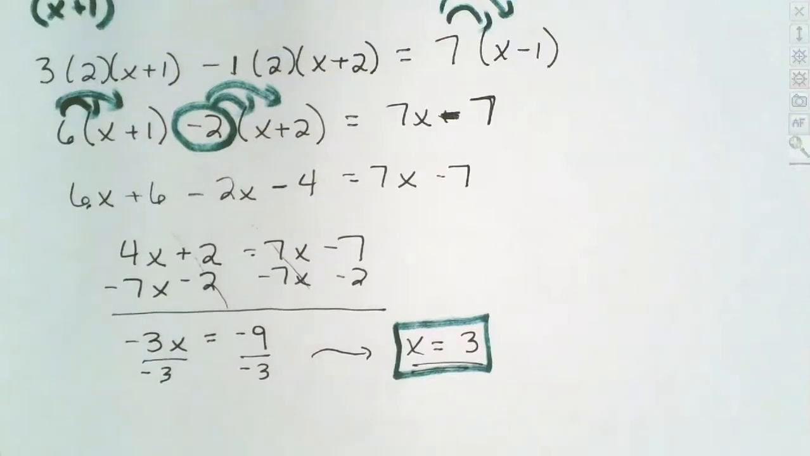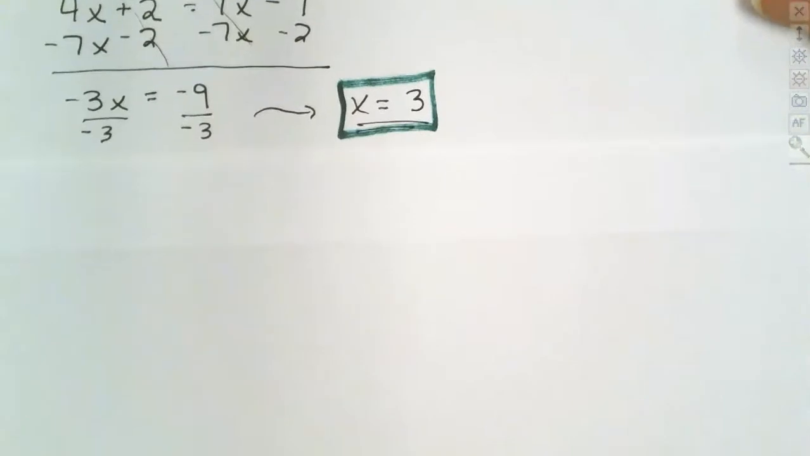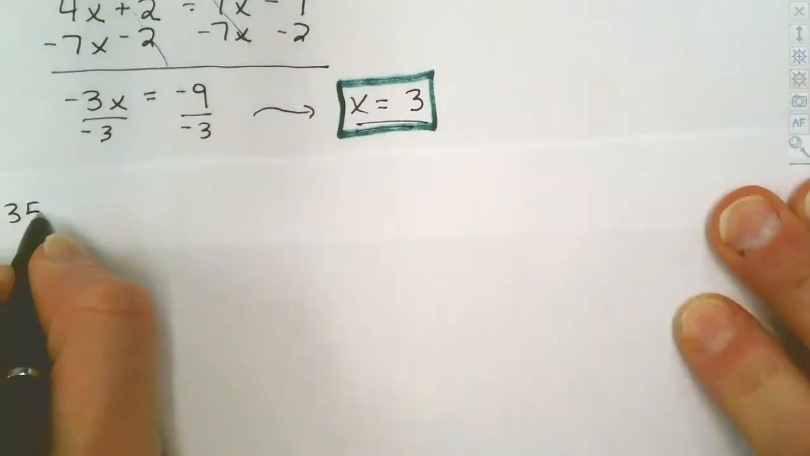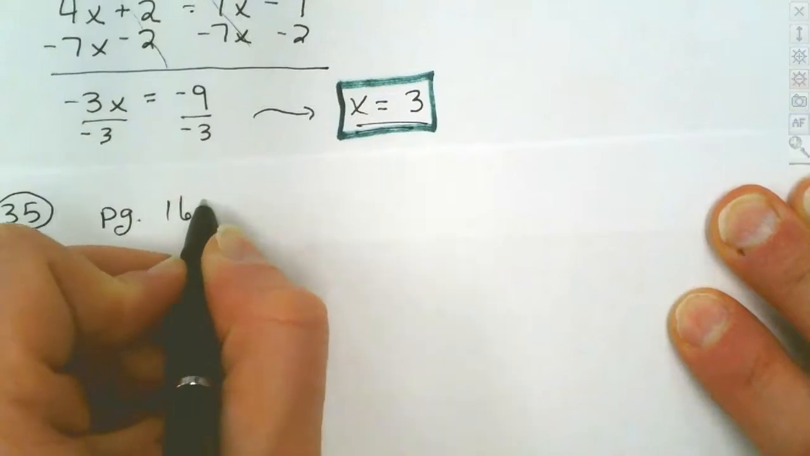Now let's try one where we're going to have to factor to solve it. Let's look now at question 35. So I'll write it up here. And we'll just do one of these more complicated ones. That way we don't run out of time. So we're going to look at question 35. And this again is on page 168.